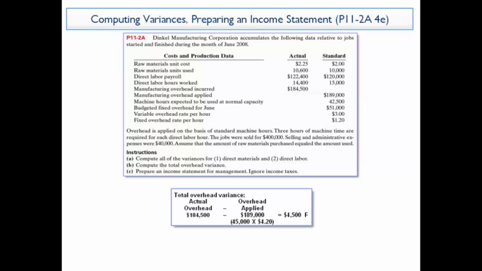Now another way of calculating overhead applied would be to take the 45,000 units times $4.20. And if we use that approach, you come up with the overhead applied amount of $189,000.